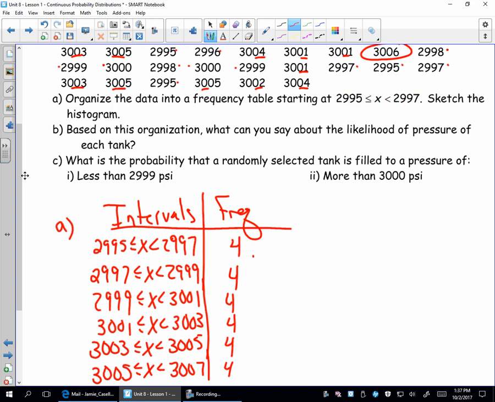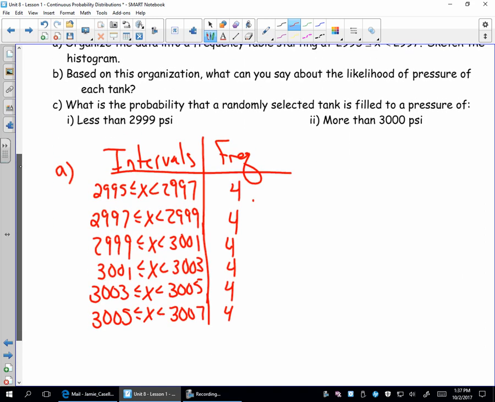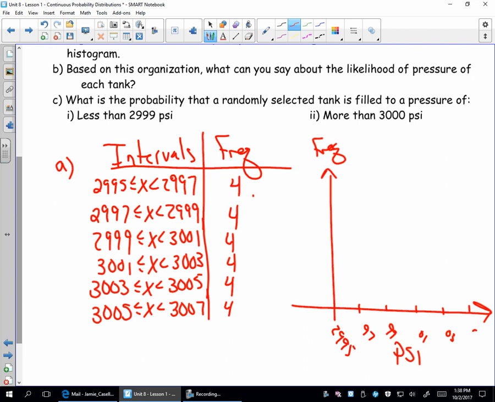Okay, let's sketch the histogram that goes with this. So for B, oh sorry, this is still part A. We have PSI. We have frequency. This is my first part. We start at 2995, 2997, 2999, 01, 03, 05, and 07. We're at the end here, okay? I ran out of room. We got 1, 2, 3, 4.